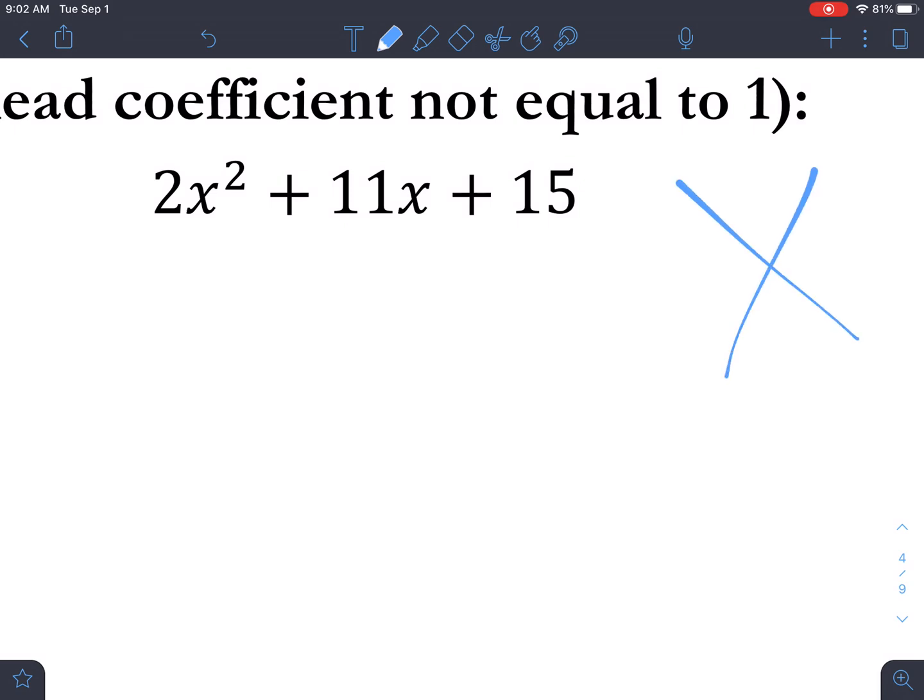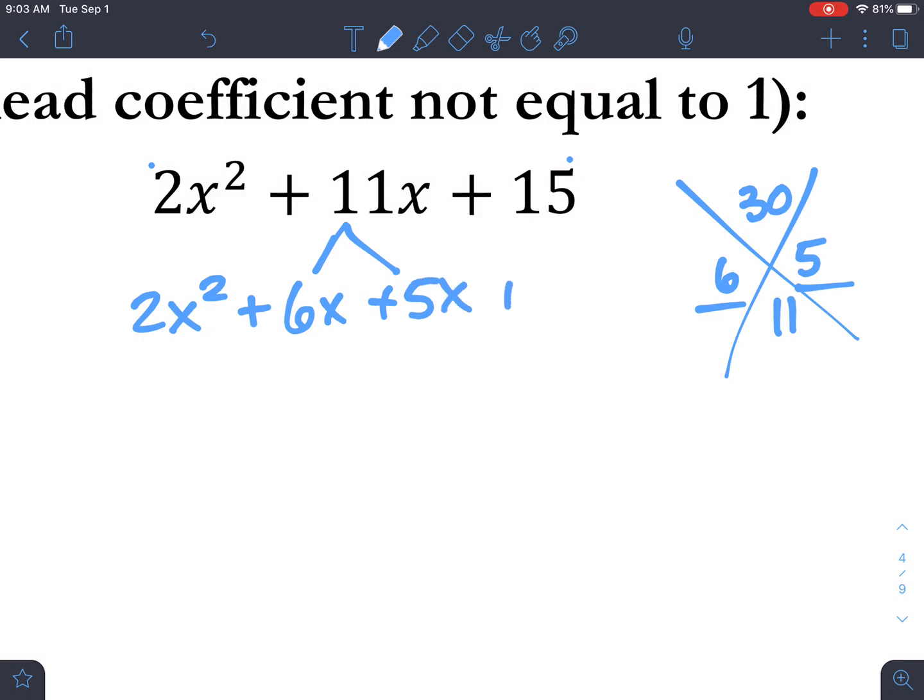Really, you kind of just use this diamond if you need. You say, what's 2 times 15, or a times c? That would be 30. Okay, and what adds to 11? This would be 6 and 5. Okay, so what you end up doing, you end up splitting that middle term, and you use 6x and 5x. Okay, so notice I didn't actually change anything about the problem, right? 11x is still 6 plus 5, but I split the middle in a certain way.